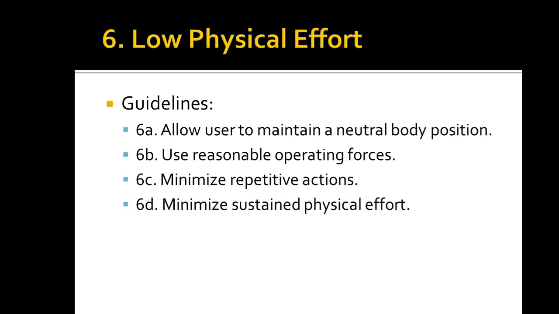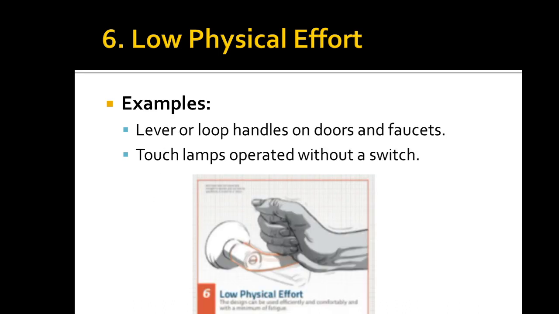The guidelines allow users to maintain a neutral body position, use reasonable operating forces, minimize repetitive actions and minimize sustained physical effort. Example, a lever or loop handle on doors and faucets. So here's an example. Using this rather than the rounded doorknob will require less physical effort. Or touch lamps operated without a switch. So instead of reaching for the switch, we can just touch the lamp. So we already have a lot of this.